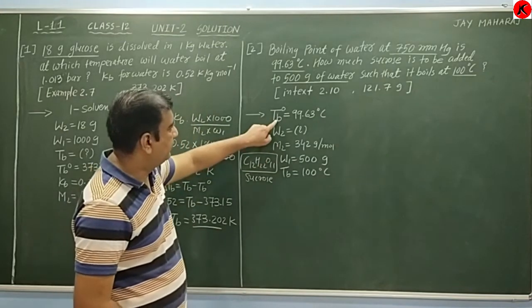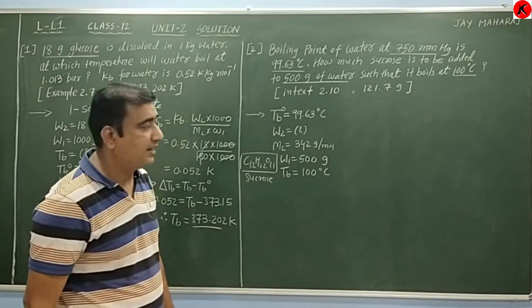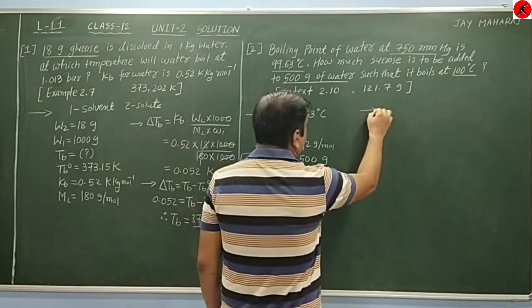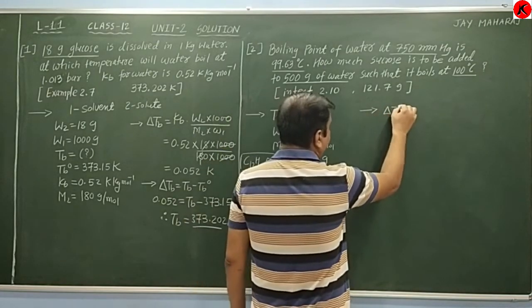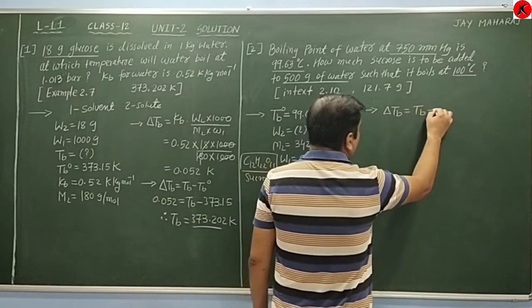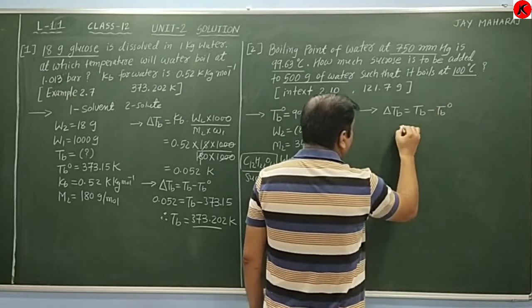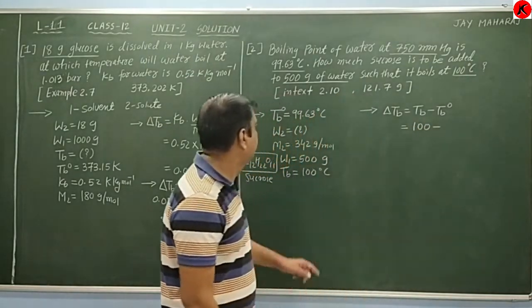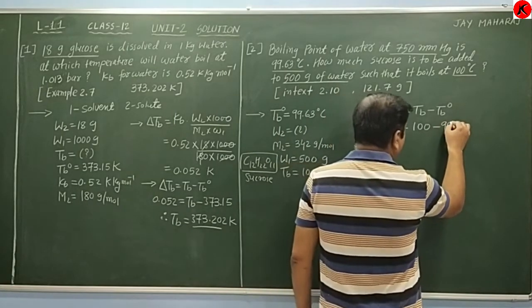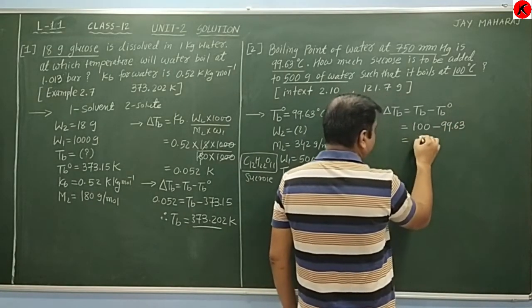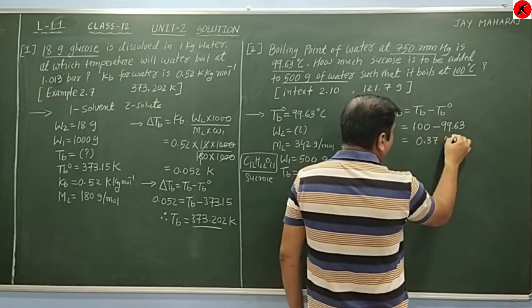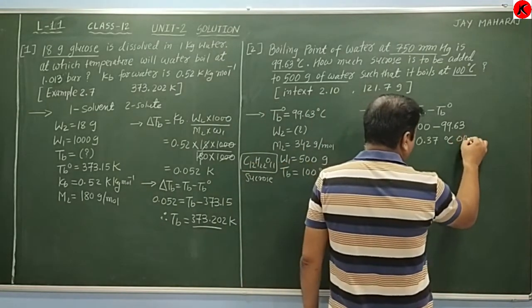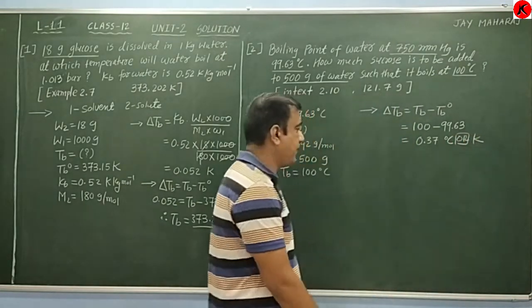We know Tb0 and Tb, so we can easily calculate delta Tb. Step 1 will be the calculation of delta Tb. Delta Tb equal to Tb minus Tb0. The value of Tb is 100 degrees Celsius minus Tb0, which is 99.63, that means 0.37 degrees Celsius. It is a difference, so the difference in degrees Celsius or Kelvin will be the same.